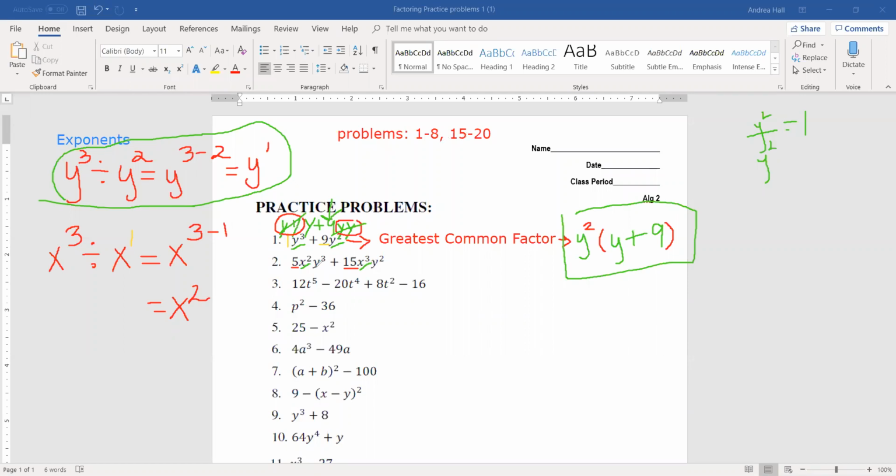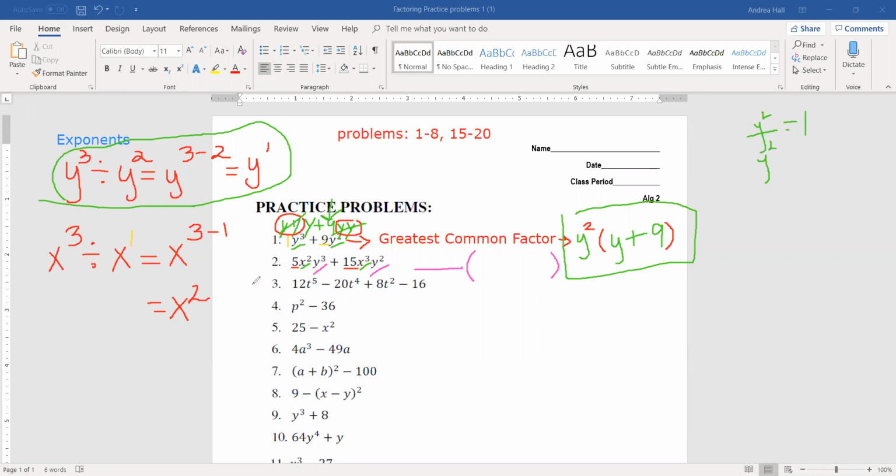And then you're going to look at the y cubed and the y squared. How many y's do they have in common? Write that down. So whatever that greatest common factor is, you write it on the outside. Then you open the parentheses and you write what's remaining after you factor out what they have in common in the parentheses. Okay?